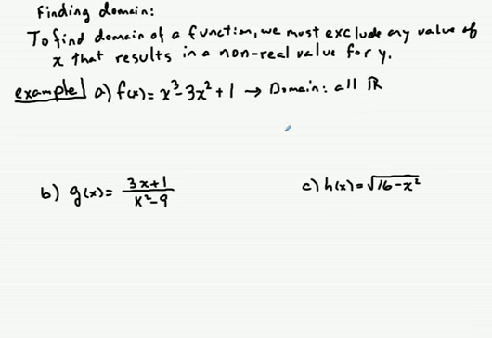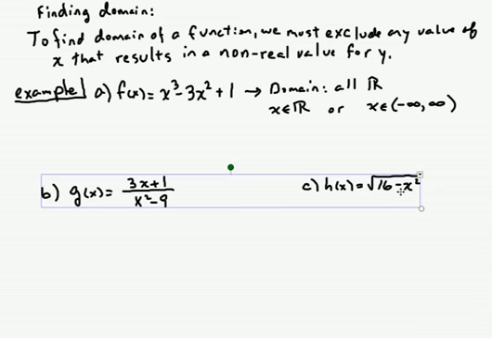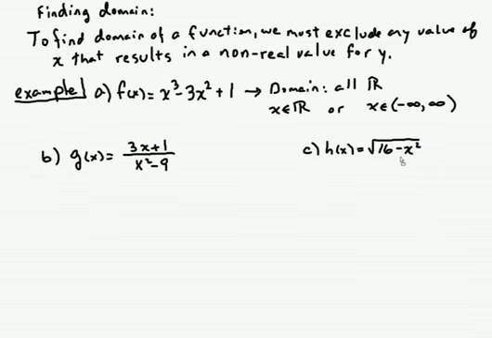Now, we can state that in one of two ways. Generally speaking, either we can state that x is an element of the set of real numbers in this fashion, or we can use interval notation. In interval notation, the statement for all real numbers looks like x is an element of the set from negative infinity to positive infinity.